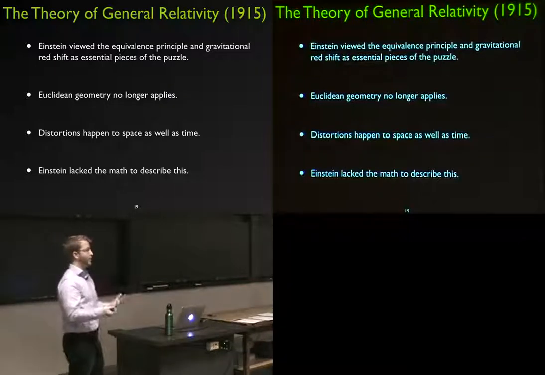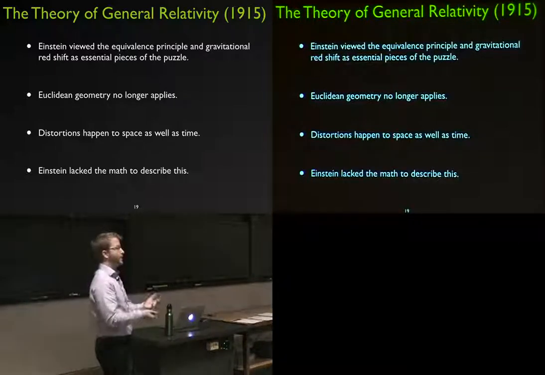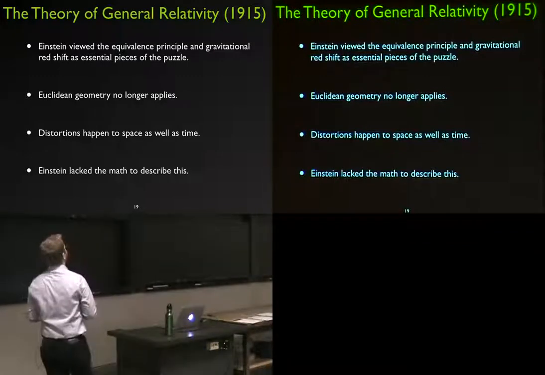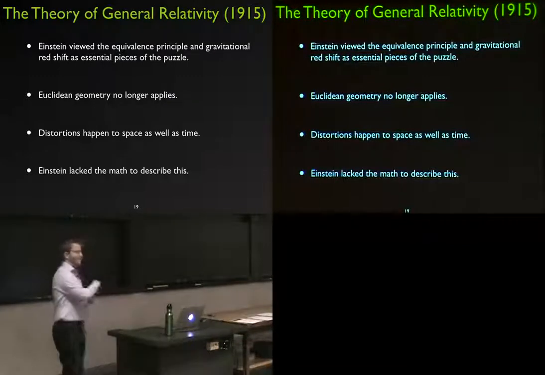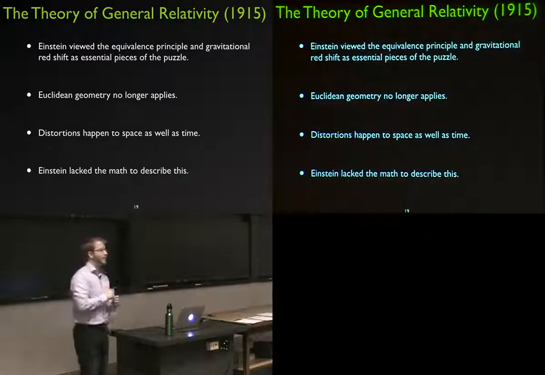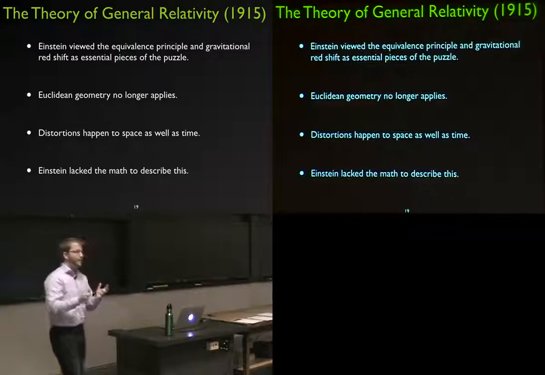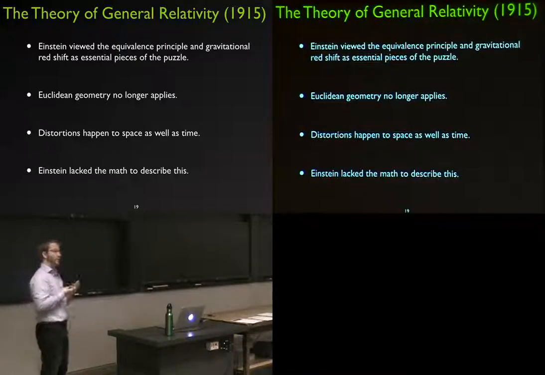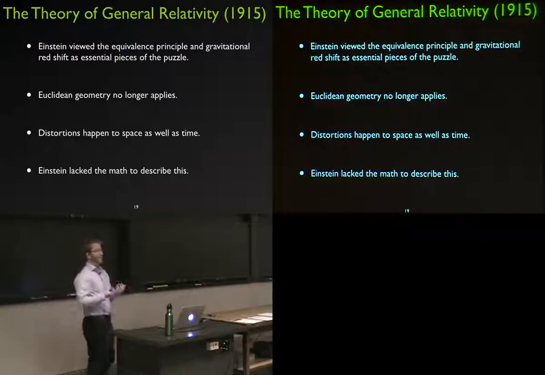You had to come up with a way that you can cause these distortions in both space and time and come up with the consequences of that distortion. And ultimately, Einstein really lacked the mathematical know-how to solve those problems on his own. And so he had these ideas, he had this physical intuition for how the universe should work, but he didn't have the mathematics to describe it.